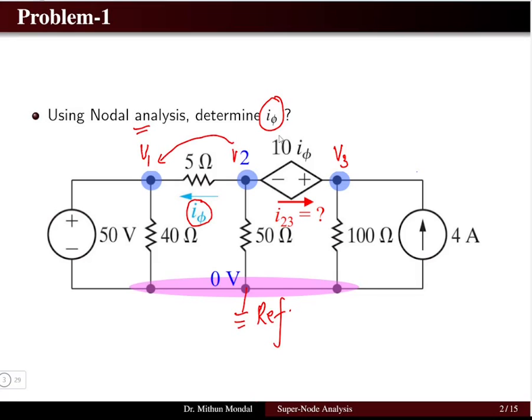Now we can see that there is a dependent voltage source whose magnitude is 10 I phi, and it is connected between the node V2 and V3. So the problem comes under the category of super node analysis because we have a source which is connected between node 2 and 3.